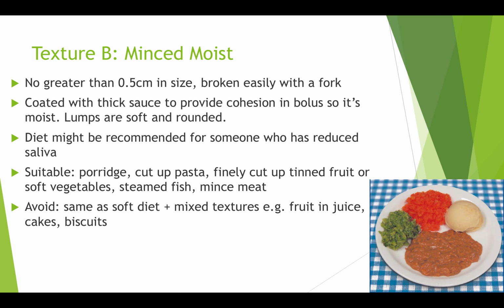Suitable foods for texture B include porridge, cut up pasta, finely cut up tinned fruit or soft vegetables, steamed fish, and minced meat. Avoid the same diet recommendations from texture A and mixed textures, for example, fruit in juice, cake, and biscuits.